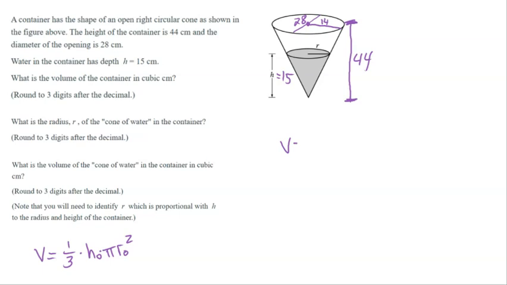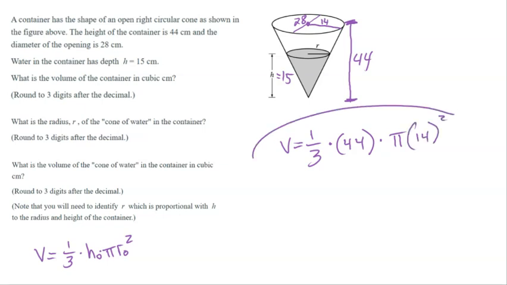And so we're going to say the volume of this overall cone, the whole container, is going to be 1/3 times the height of the container, which we were told is 44, times pi times the radius squared of the container itself, which is 14. So we'll put 14 squared. So this is the volume of the overall container. So we're going to do 1/3 times 44 times pi times 14 squared.